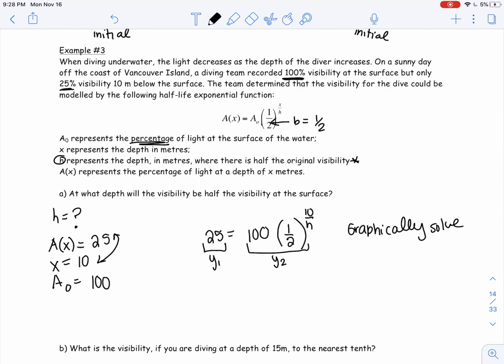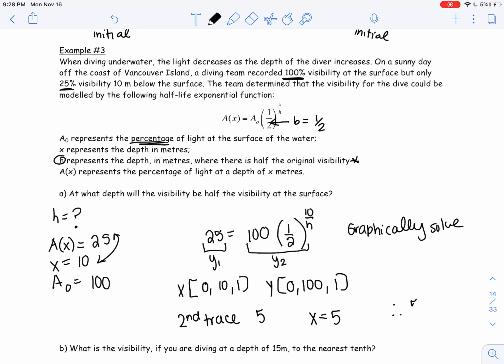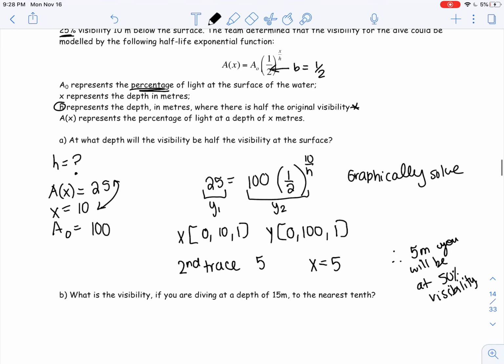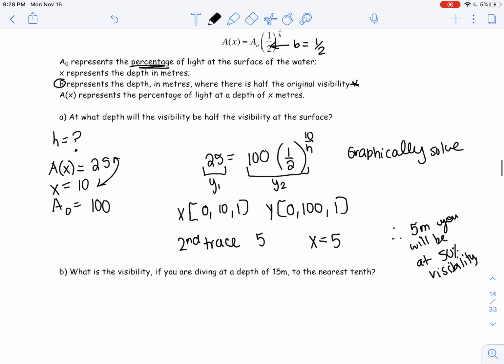Okay, so once you find your x value, the intersection, you're going to write down what your window was. So always record the window in which you saw your intersection. So 0 to 10 going up by 1. Your y value was from 0 to 100 because it was percentages going up by 1. Then I press second trace number 5. And then once I press enter 3 times, I got that x equals 5. Therefore, at 5 meters, you will be at 50% visibility. And that's what we just solved for, the half-life. When will we go from 100% to 50% visibility? It's going to take us when we're 5 meters below the surface.